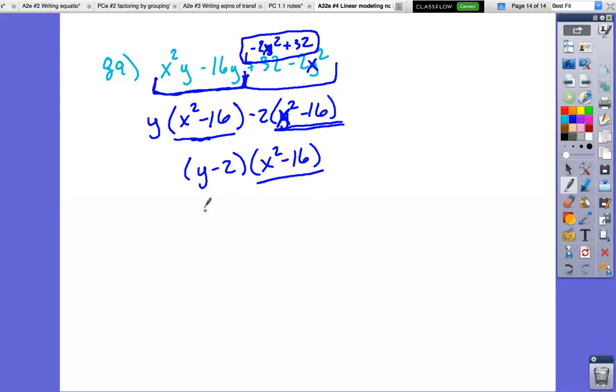The difference of squares. Exactly, good, Tate. So perfect square minus a perfect square. So x plus 4, x minus 4. And that's your final answer. Okay? The order of any of this stuff does not matter. So if you wrote the x plus 4, x minus 4 first and the y minus 2 over here, that's fine. You put the x minus 4 here and the x plus 4, that's fine. Because multiplication is commutative, which means I can change the order. 2 times 3 is the same as 3 times 2. Other questions?